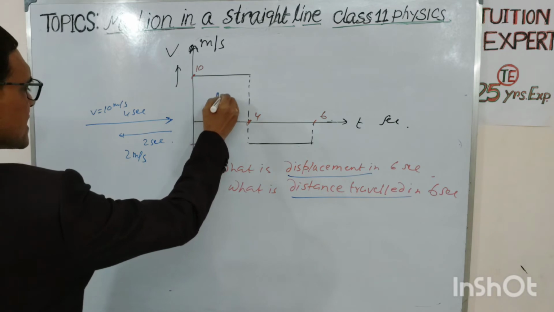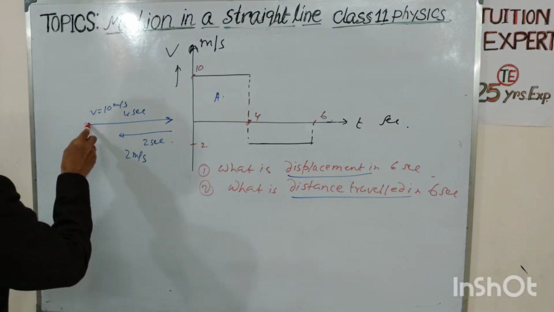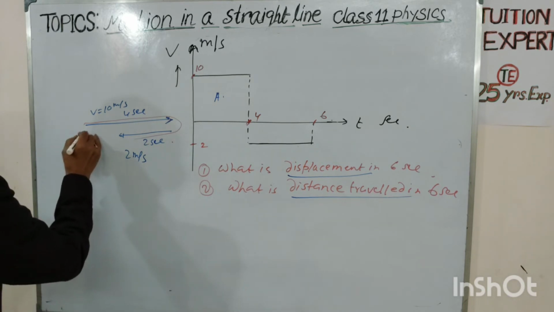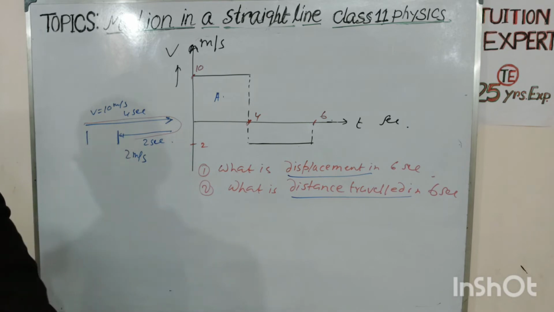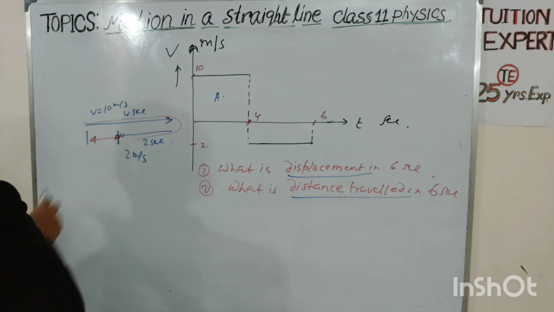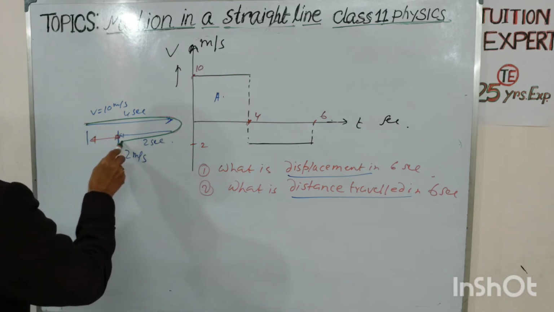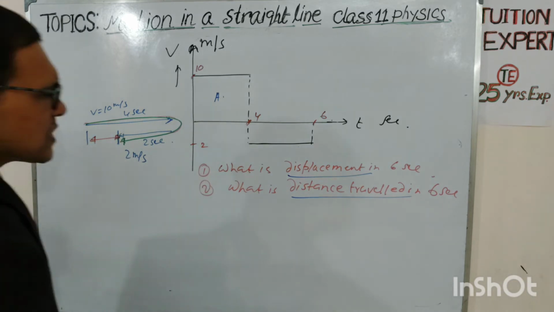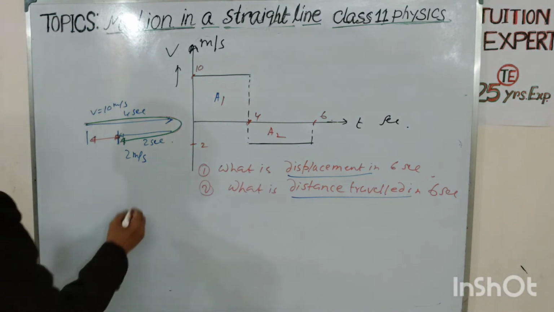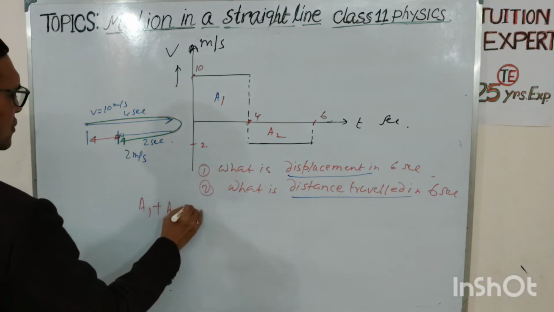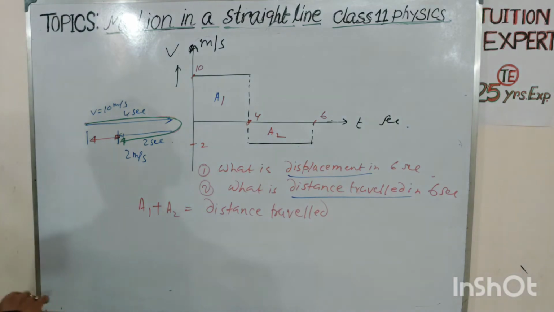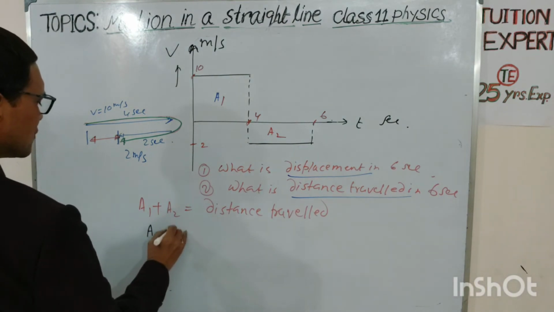We know distance travel means this area, this plus this. Displacement is the shortest distance between the final and initial position. So this is displacement, and this is distance travel. Green color is distance travel, red color is displacement. If this area is A1 and this is A2, then A1 plus A2 equals distance travel, and A1 minus A2 will be displacement.